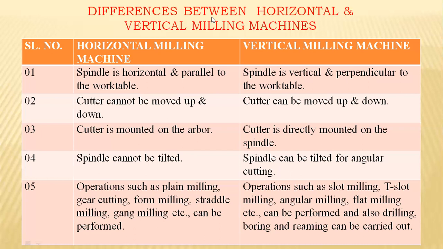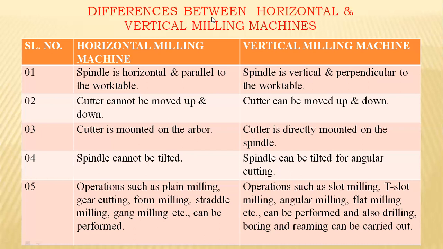And even that cutter is mounted on the arbor in the case of this horizontal milling machine. In the case of this vertical milling machine, the cutter is directly mounted on the spindle. The cutter is directly mounted over the spindle. In the horizontal milling machine, the spindle cannot be tilted, nor deviate in its direction. Even in the vertical milling machine, a spindle cannot be tilted for angular cuttings.